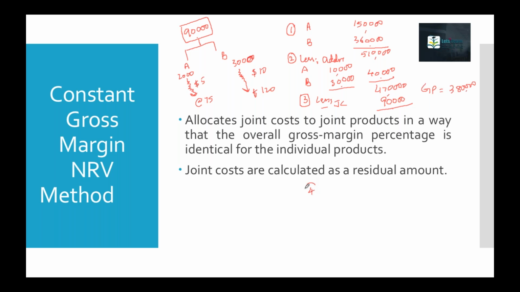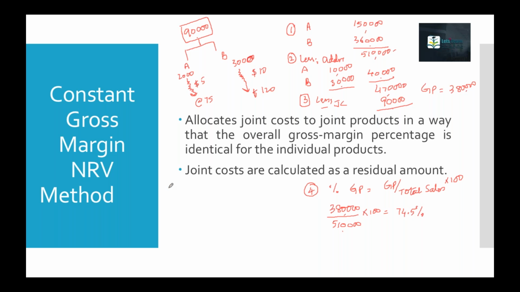The fourth step is to calculate percentage gross profit, equals GP over total sales times 100. Please note down this. So 380,000 divided by total sales 510,000 times 100. 380 over 510 times 100 will give you 74.5%. The gross profit percentage is 74.5%.